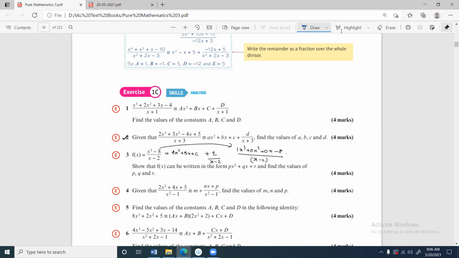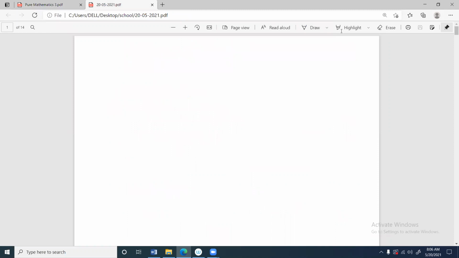This is the way. Initially, the question, this is exercise 1C, is to put x cubed plus 2x squared plus 3x minus 4 divided by x plus 1. That's the question we need to do. We need to show that this is ax squared plus bx plus c plus d over x plus 1.